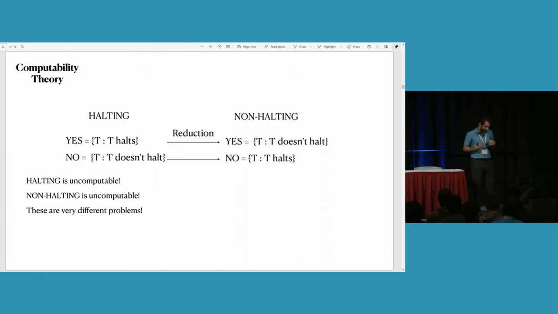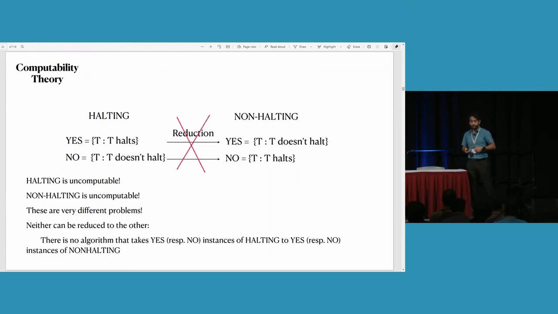These two problems are fundamentally different. And they are different in the sense that there's no way you can reduce one to the other. And what is reduction anyway? Reduction is an algorithm. A reduction between two problems is an algorithm that sends yes instances to yes instances and no instances to no instances. And take my word for it that there is no reduction from the halting problem to the non-halting problem, nor is there a reduction in the other direction.